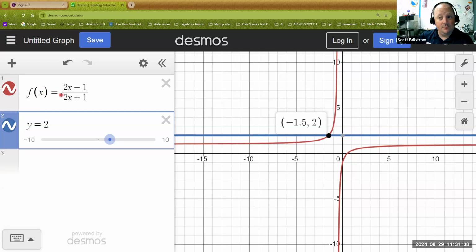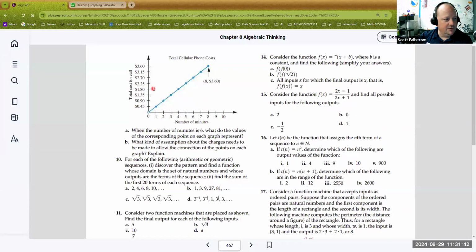So again, that's visual, and you won't have that on the exam because we won't have that ability, but everything else is ready to go.